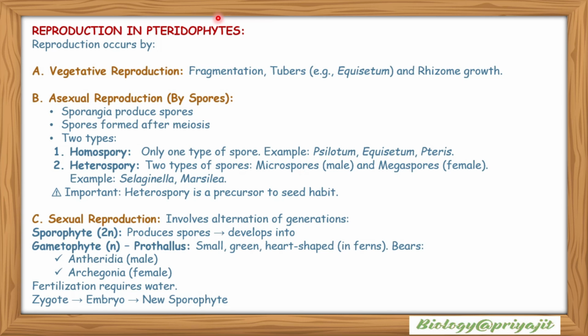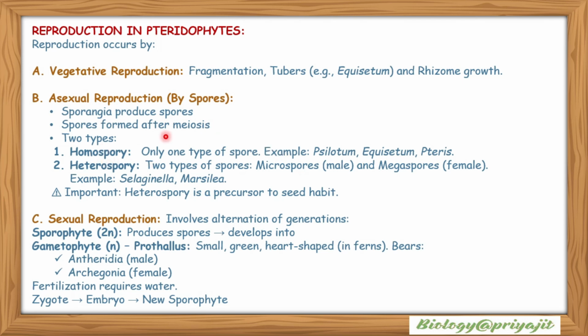Reproduction in pteridophytes. Reproduction occurs by vegetative reproduction by means of fragmentation, forming tubers, which is found in Equisetum, and rhizome growth. Asexual reproduction is performed by means of spores. Their sporangia produce spores. Spores are formed after meiotic cell division.